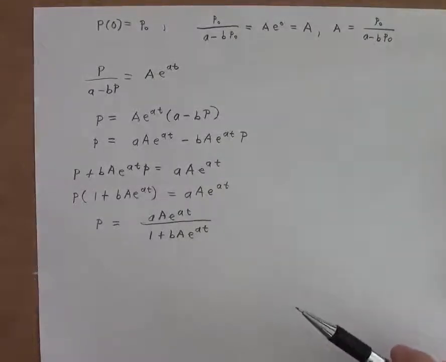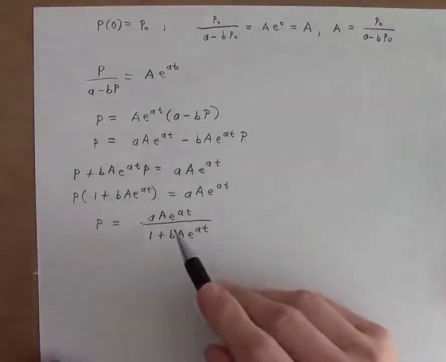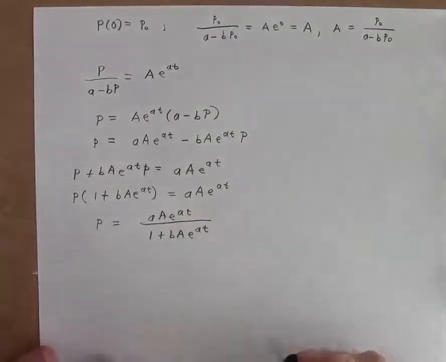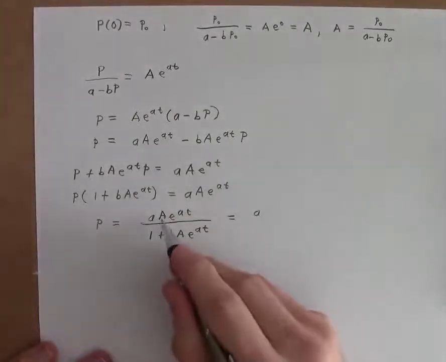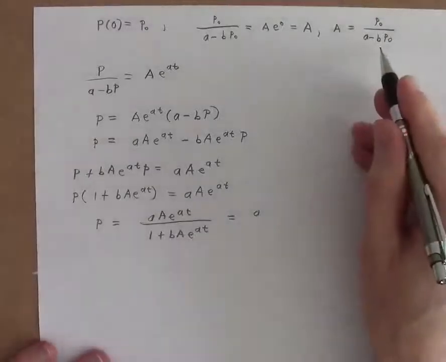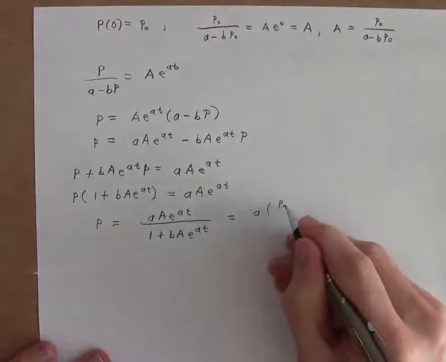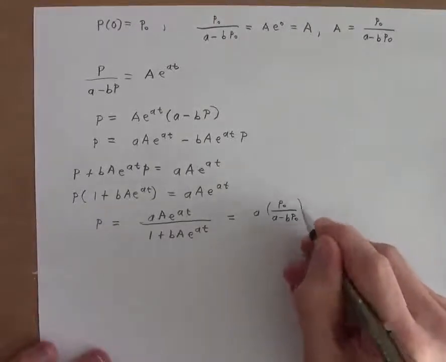Now what we're going to do is to get this into just a slightly different form. Well, one thing we can do is we know the value of A. It's given up here. So replace A now with what we solved for before, which was P sub 0 over a minus b P sub 0.